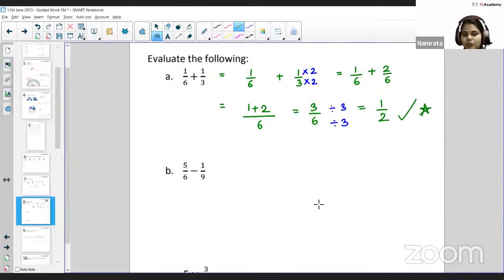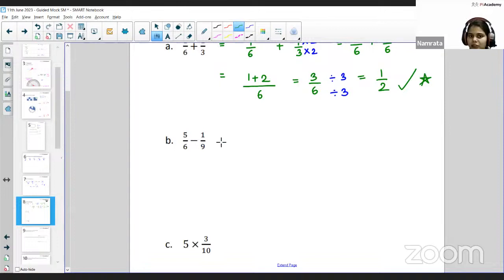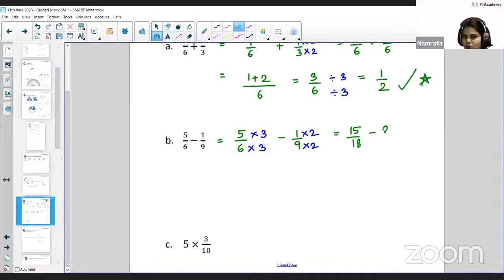Very good. Moving on to the next question. Again, in order to make the denominators common, if we carefully observe 5 over 6 minus 1 over 9. Yes, so we can take up their LCM, that is 18. So we'll have to multiply 6 by 3. Similarly, 5 by 3. This by 2. This by 2. So we'll get 15 over 18 minus 2 over 18, which is basically 15 minus 2 over 18. That gives us 13 over 18. That's our answer. I hope we are clear with the steps.